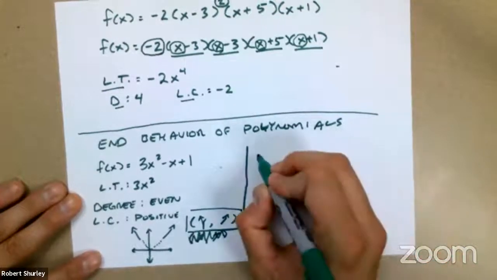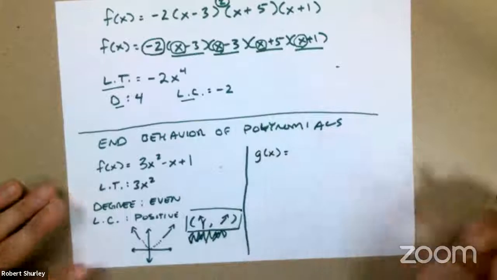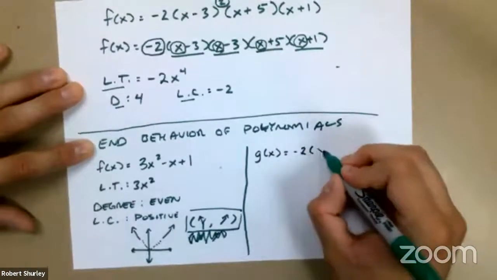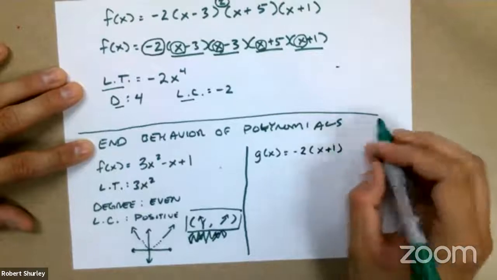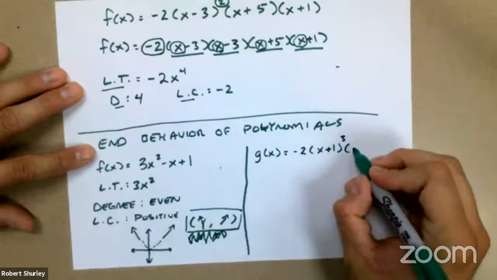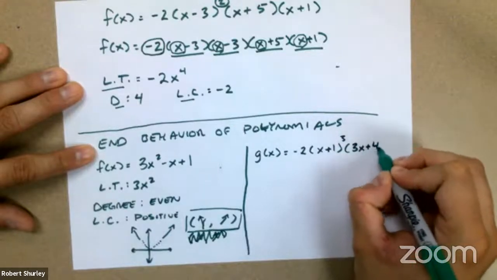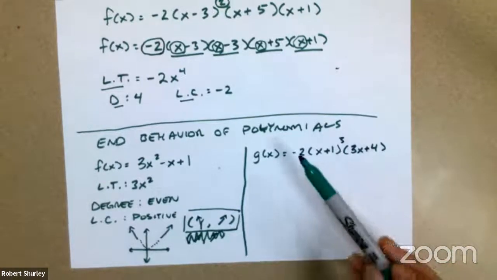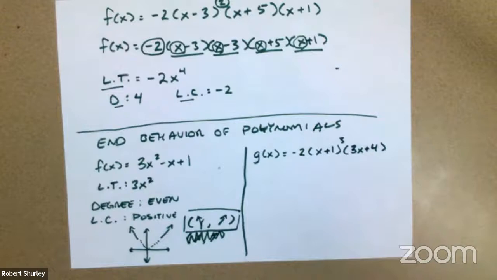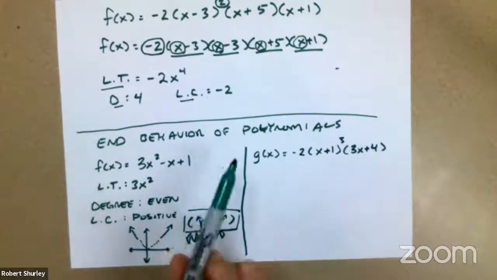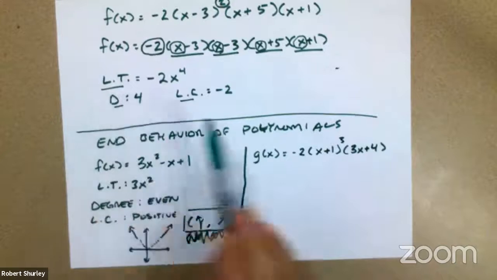Okay, so let's look at another one. If you've got a question, ask me as I'm writing these out. Let's say I've got negative 2x plus 1 cubed times 3x plus 4. Now listen, this is in that factored form, right? Which is fine. We can still find the leading term and get the degree and leading coefficient from this. We've done this before already, right?